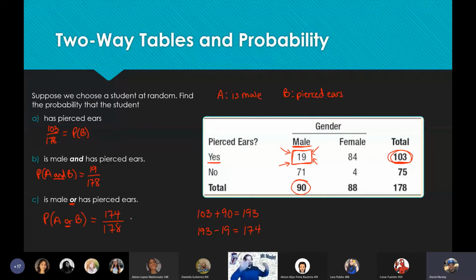So there we go. That's the way to use our two-way table to find our probabilities. We have to be careful with that or situation because we want to avoid double counting values. So we have to be careful of that. We have to identify the things that might be counted more than once. What questions do you have?